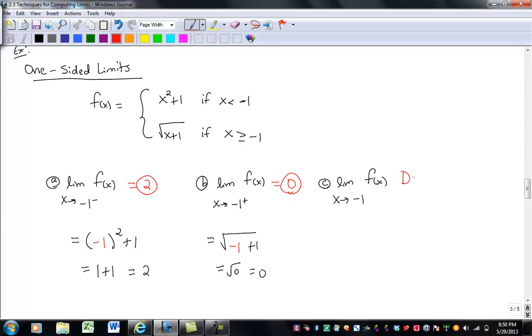Since those are different, the overall limit doesn't exist, because I need the plus or minus on that negative 1 to know whether it's from the left or right. They're different depending on what side you go to. So with one-sided limits of piecewise functions especially, you can evaluate, and if they're equal, that's what the limit will be. If they're not equal, the limit doesn't exist.